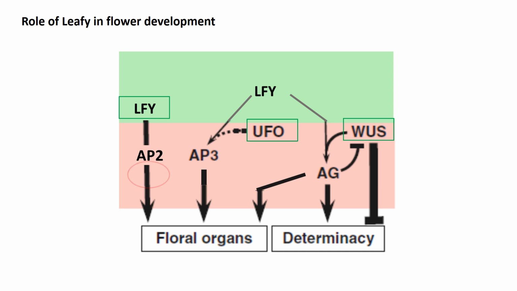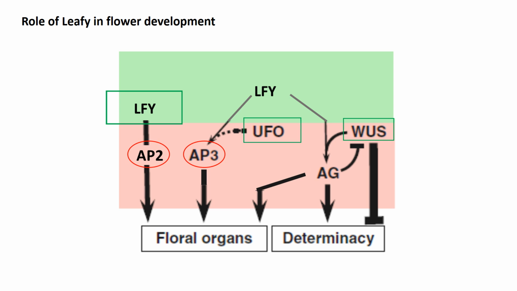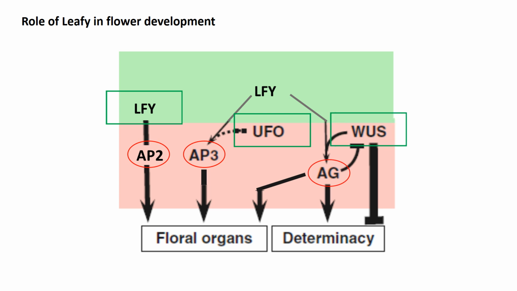AP2 is upregulated by LEAFY alone, and AP3 gene is activated by a complex formed by LEAFY and another protein, unusual floral organs UFO. A-gammas is activated by LEAFY along with Wuschel, and then A-gammas inhibits Wuschel to form the determinate flower.